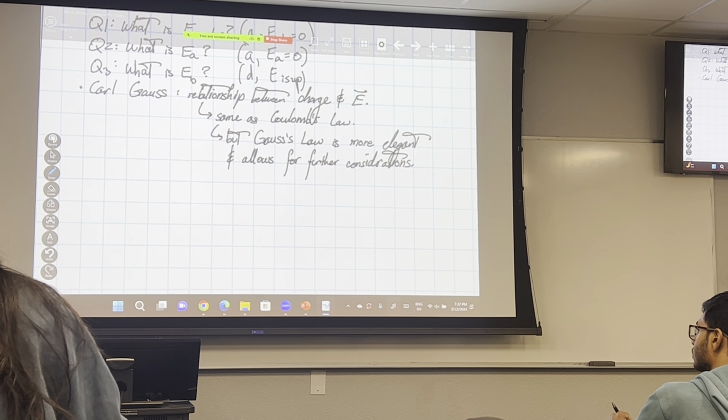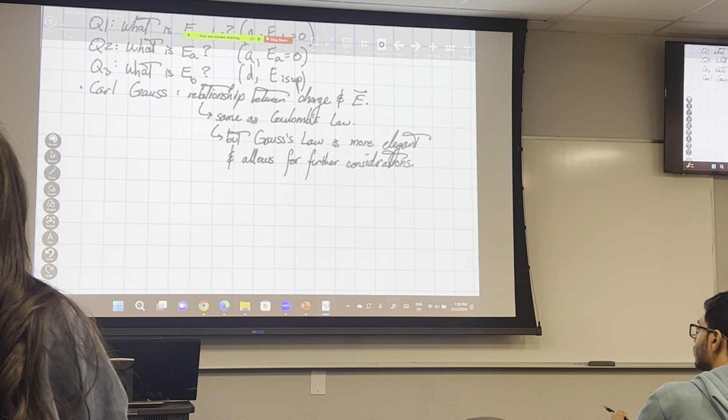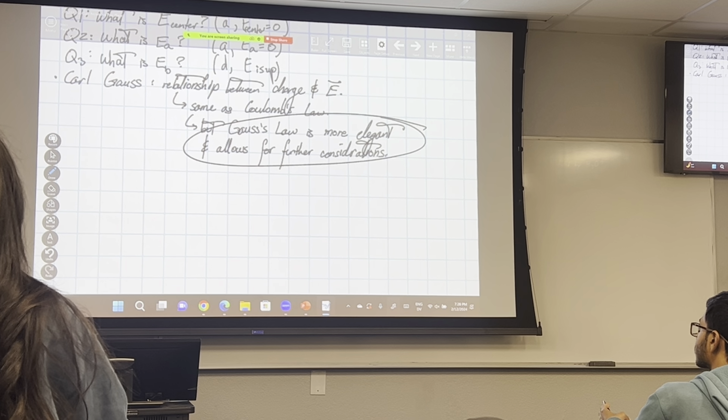I prefer Coulomb's law, but I have the minority opinion. I'm just giving you my personal opinion. This is a more general viewpoint.